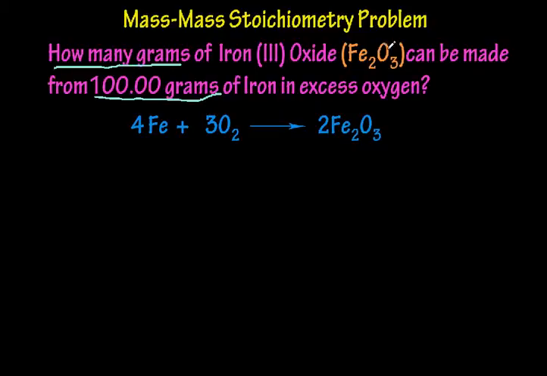So how many grams of iron 3 oxide, that brown rust that you get when you put a nail in water, can be made if you had 100 grams of iron and you're going to rust it all? And of course you need an excess amount of oxygen. The balanced chemical equation is 4 iron are needed for every 3 moles of oxygen used up, and you will get 2 moles of iron oxide.